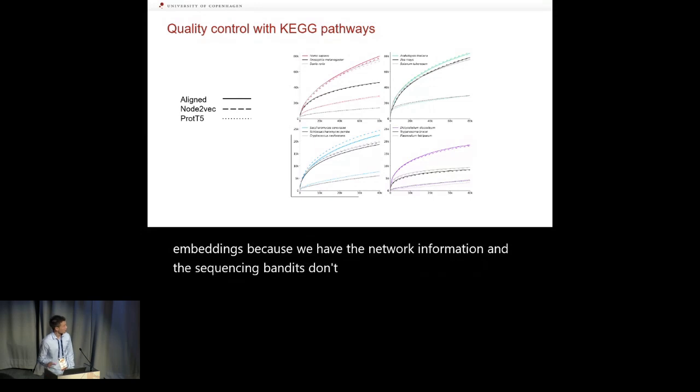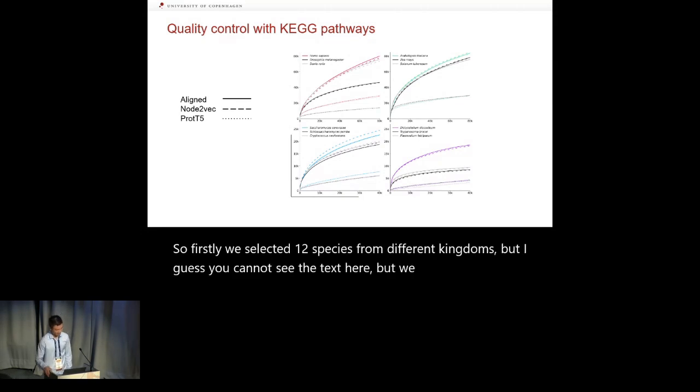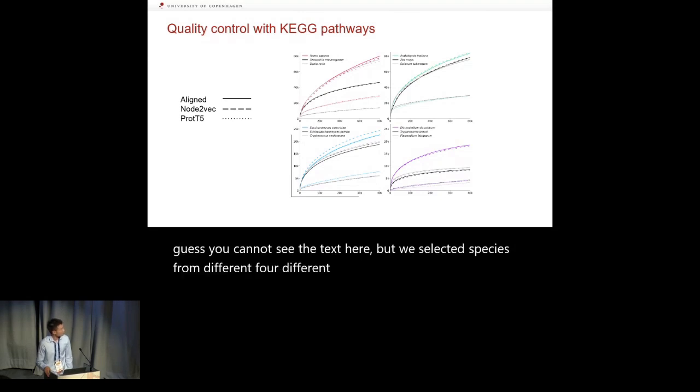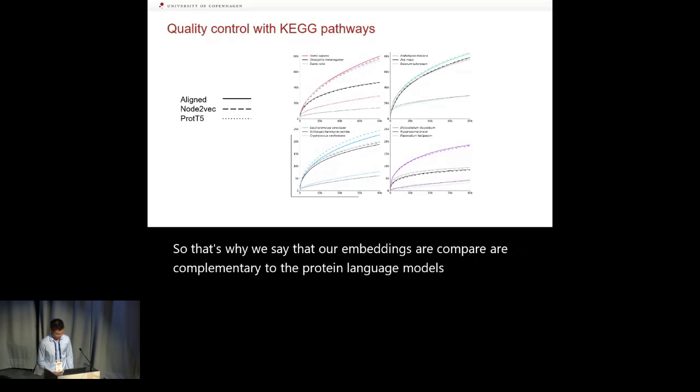So firstly, we selected 12 species from different kingdoms, but I guess you cannot see the text here. But we selected species from 4 different kingdoms. In general, you can notice that the aligned embeddings, the solid lines, are very comparable to the Node2Vec embeddings. And they are all so much better than the ProtT5 sequence embeddings. So that's why we say that our embeddings are complementary to the protein language model generated sequence embeddings.